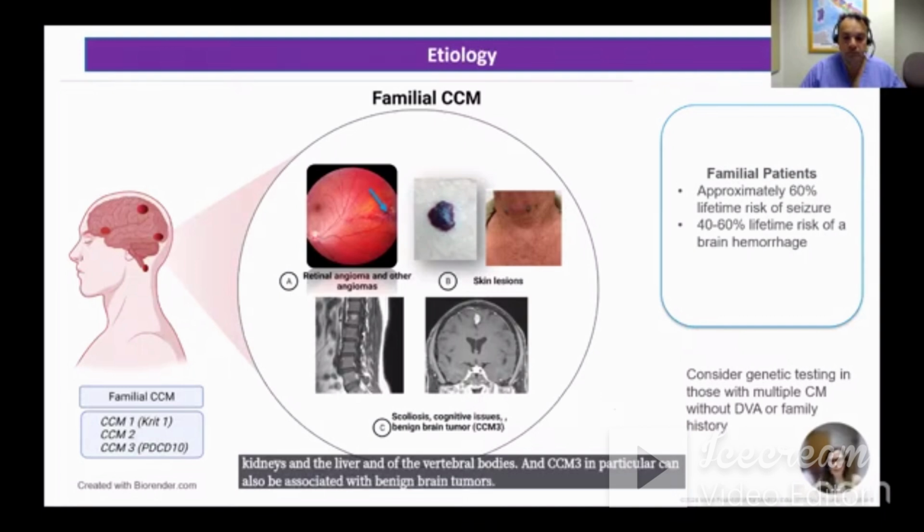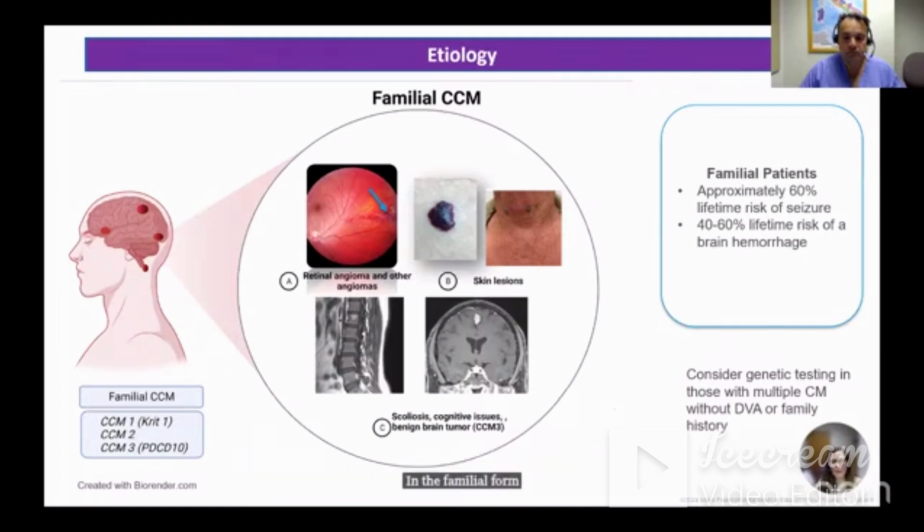In the familial form, approximately 60% of patients will have a lifetime risk of at least a single seizure and a 40 to 60% chance of at least one bleed.